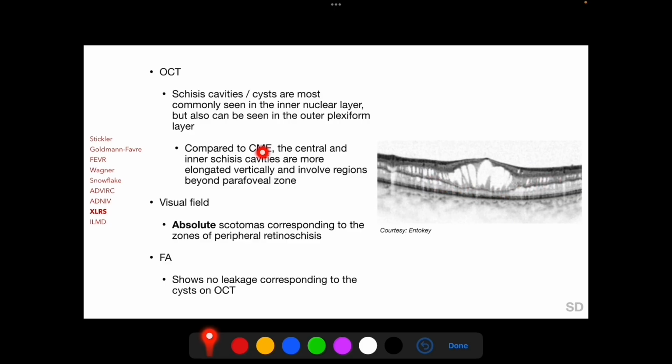Compared to cystoid macular edema, the central schisis cavities in the inner nuclear layer are more elongated vertically, and schisis cavities are present beyond the parafoveal zone. Visual field testing shows absolute scotomas corresponding to the zones of peripheral retinoschisis, and fluorescein angiography shows no leakage in the foveal region corresponding to the schisis cavities on OCT.